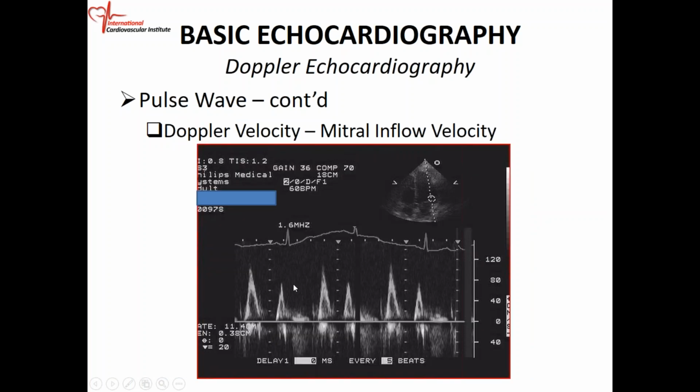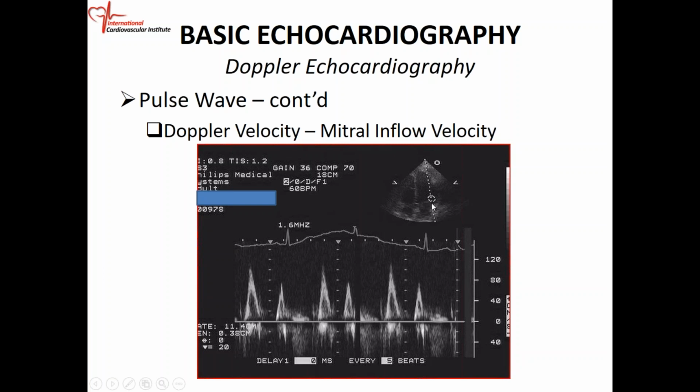All right. So again, our mitral inflow velocity. It's a pulse wave Doppler assessment. Two-dimensional echo is on top. Your ultrasound probe, the probe or transducer, is right there. This is your cursor. The sample volume is across the mitral valve.